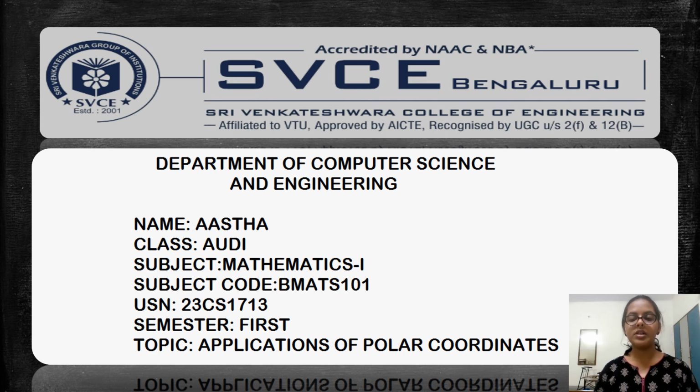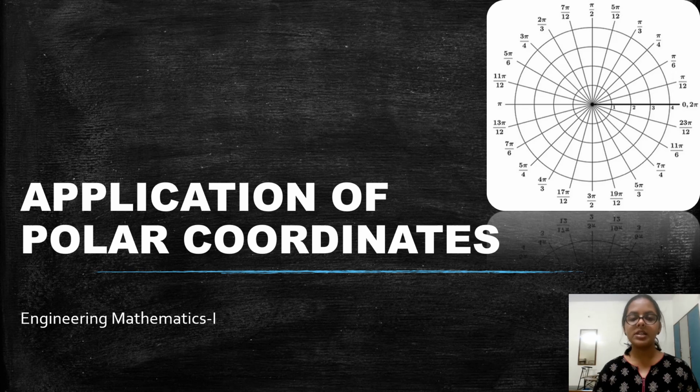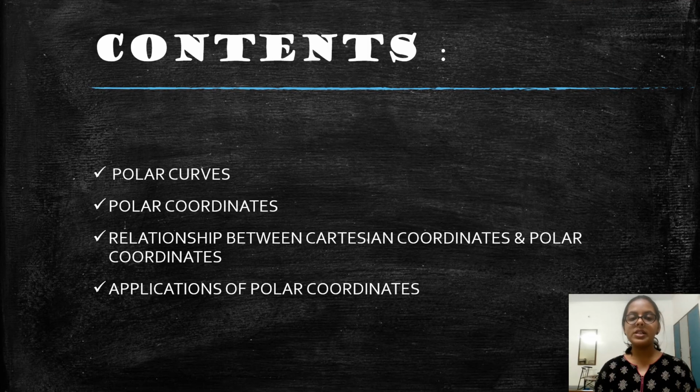In this video, we will discuss some topics of mathematics. The subject code is BMATS 101. So let's get started. In today's video, we will discuss the applications of polar coordinates. We will study what polar curves and polar coordinates are, the relationship between the Cartesian coordinates and the polar coordinates, and lastly, the applications of polar coordinates.